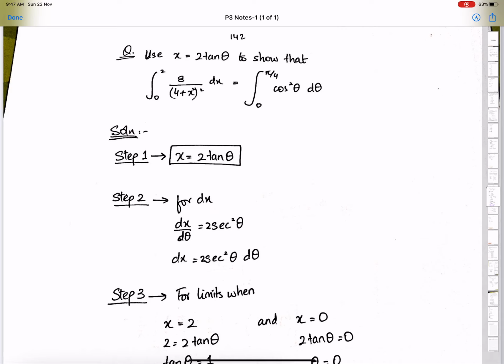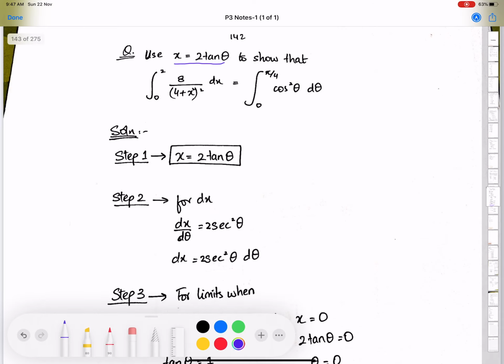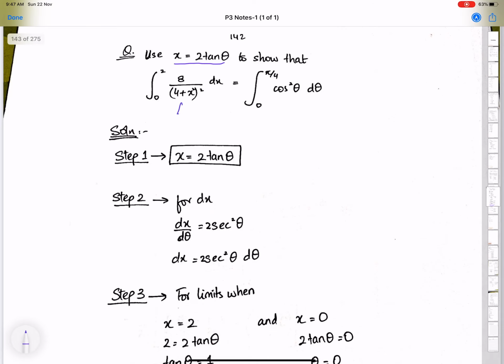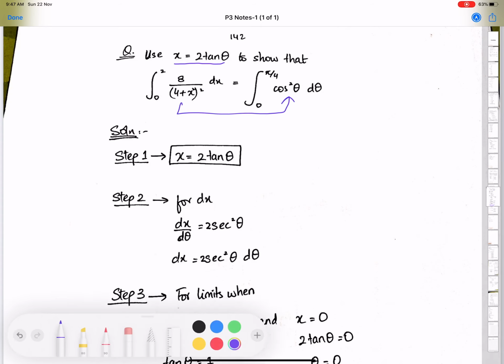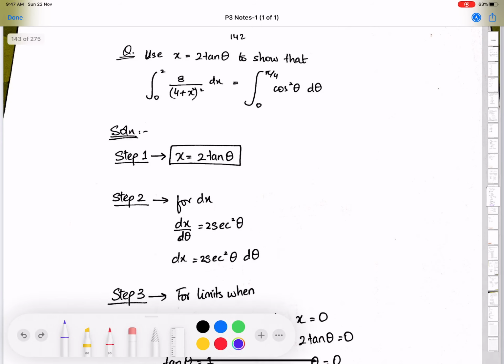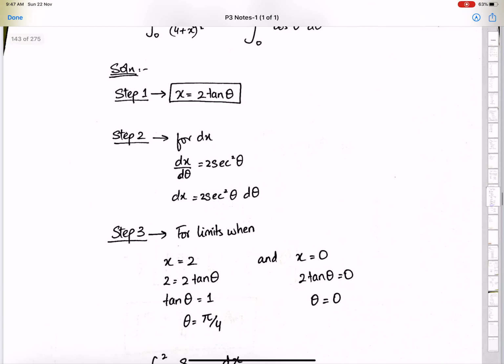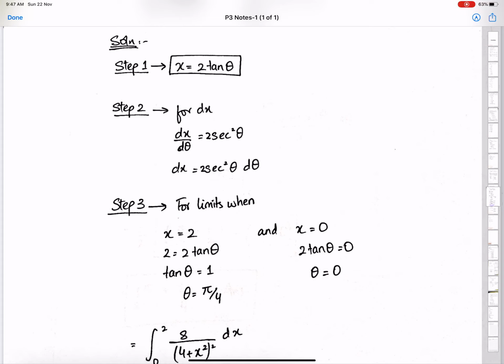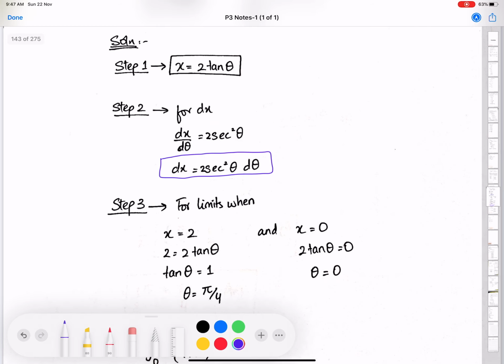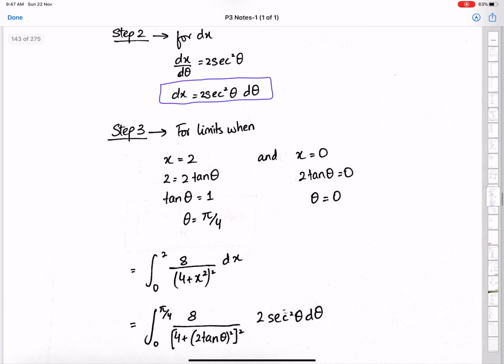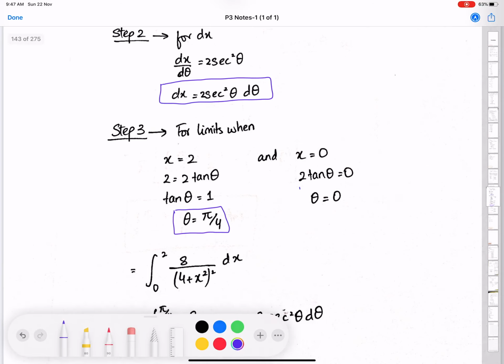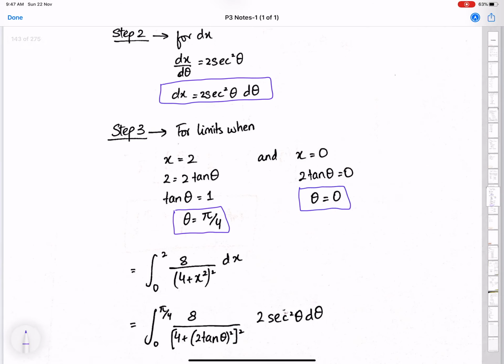Given in this question, x is 2 tan theta substitution, and we have to show this integral into this form. So sorry, number 1, we need to differentiate x to get dx. This is dx, and then we have to change the limits. Make sure your calculator must be in radian mode. This is the lower limit and this is the upper limit.